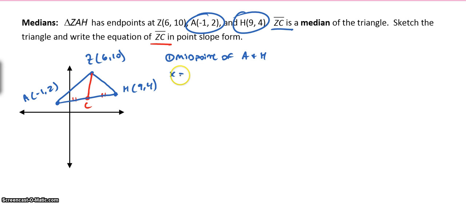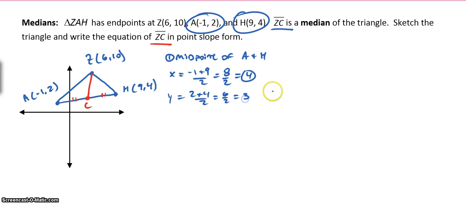So the x is negative 1 plus 9 over 2, which gives me 4. My y-coordinate is 2 plus 4 over 2, which gives me 3. Alright, so I get 4, 3 as my midpoint. Now that's important. It's going to be treated a little differently than a perpendicular bisector, but it's important because now we know 2 points on my red line, on my median line, which is what we're looking for.